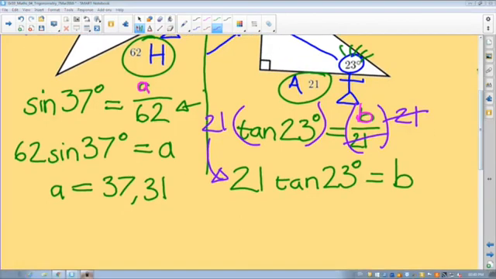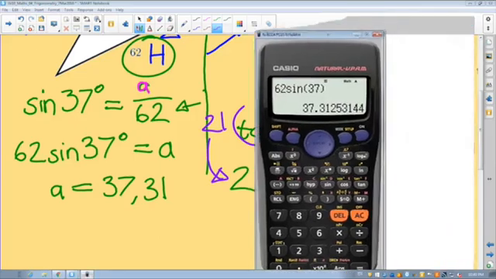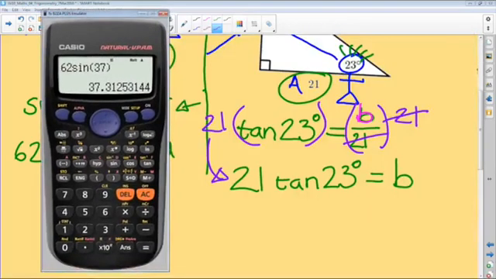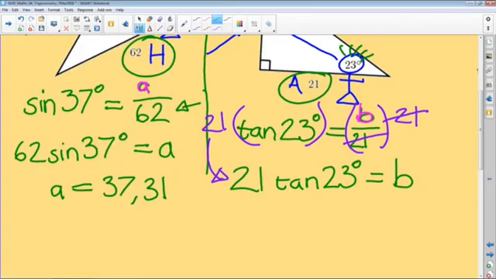So now we can't do this in our heads, we need our calculator. I'm going to take out the calculator and move it across. Whoa! And let's clear the screen. 21, try again, 21, tan of 23 degrees, 23, close brackets, is equal to 8,91. So let's write that down. B is equal to 8,91.